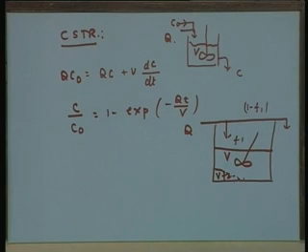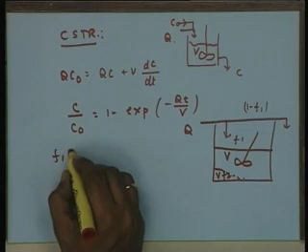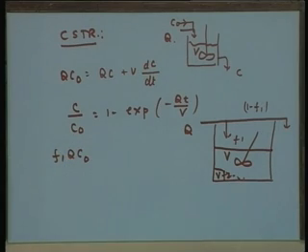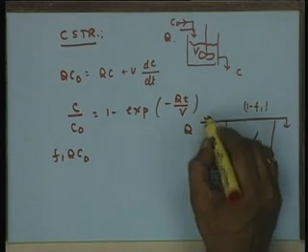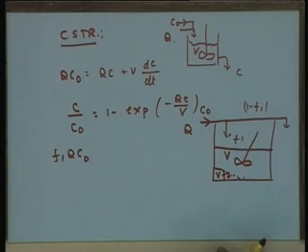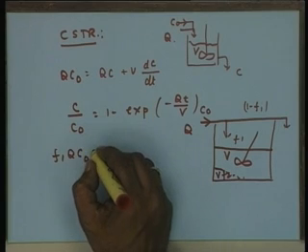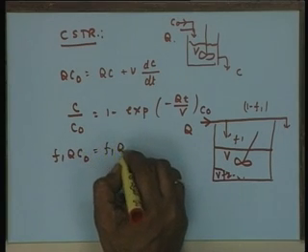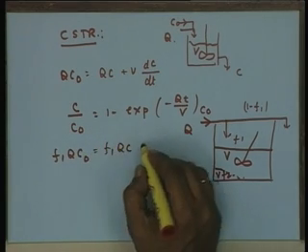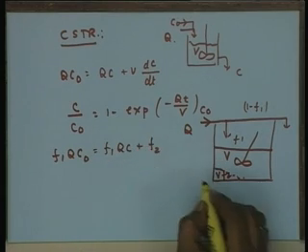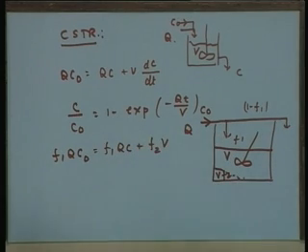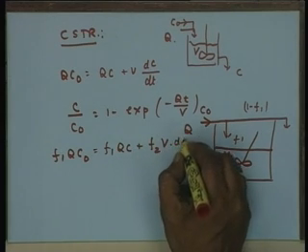Now, if you write a mass balance for such a system, then you will get F1 Q into C naught, and of course, as I mentioned, we are putting C naught as a step input of tracer. F1 Q C naught will be equal to F1 Q into C, which will come out, plus the fraction F2 into V, the one which is the dead zone, into dC over dt.